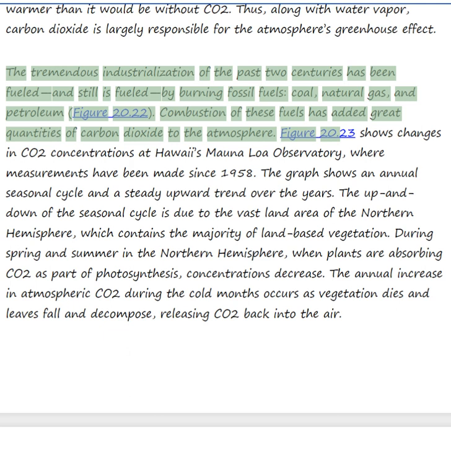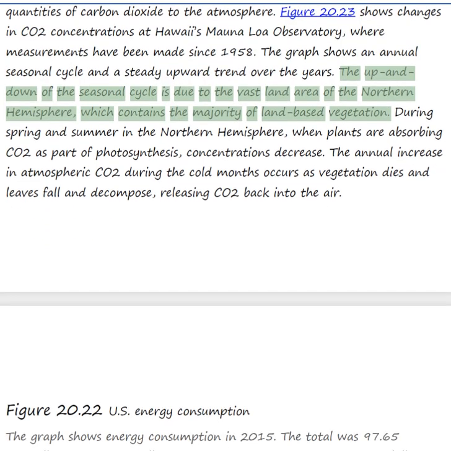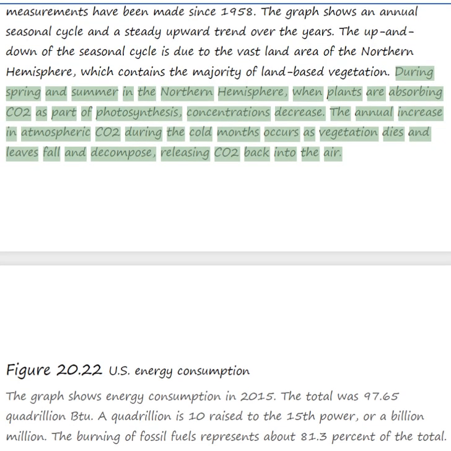Figure 20.23 shows changes in CO2 concentrations at Hawaii's Mauna Loa Observatory, where measurements have been made since 1958. The graph shows an annual seasonal cycle and a steady upward trend over the years. The up and down of the seasonal cycle is due to the vast land area of the Northern Hemisphere, which contains the majority of land-based vegetation. During spring and summer in the Northern Hemisphere, when plants are absorbing CO2 as part of photosynthesis, concentrations decrease. The annual increase in atmospheric CO2 during the cold months occurs as vegetation dies and leaves fall and decompose, releasing CO2 back into the air.